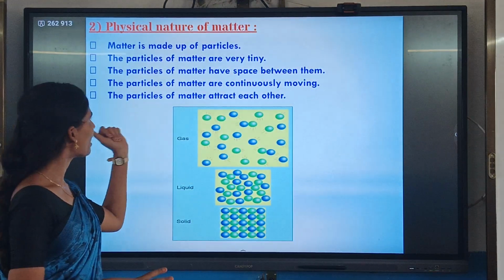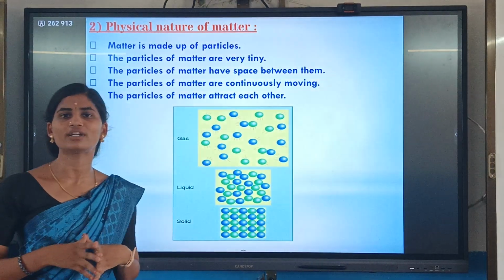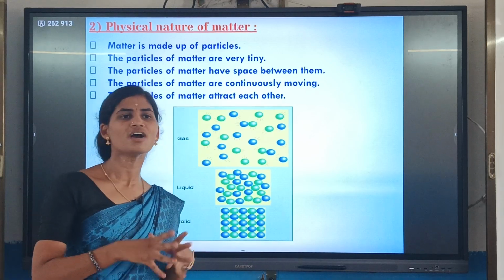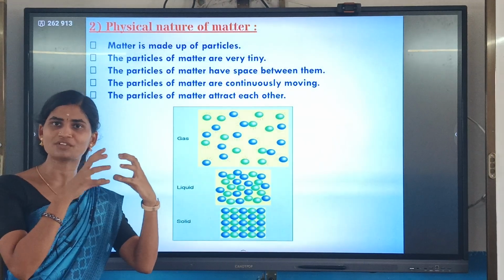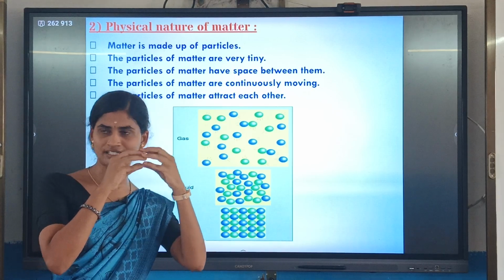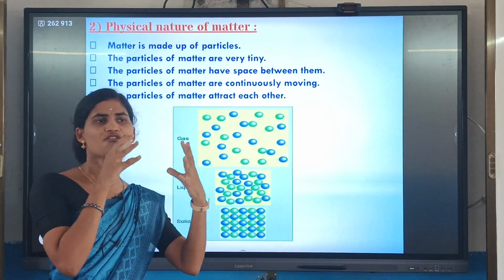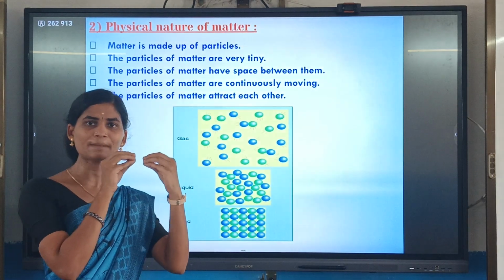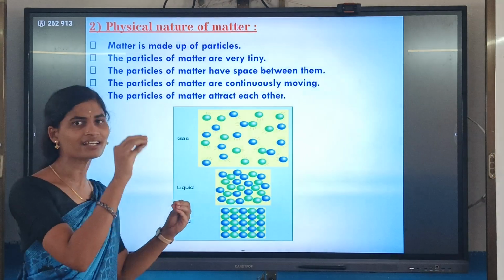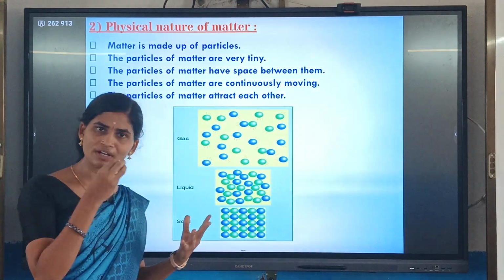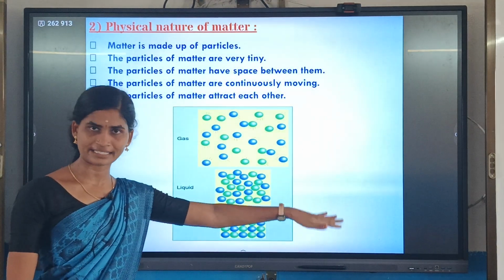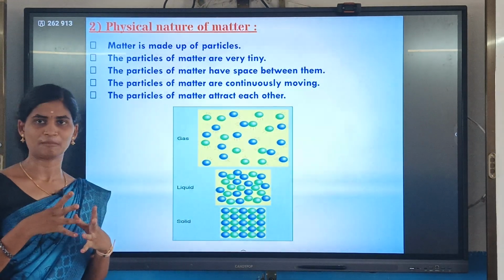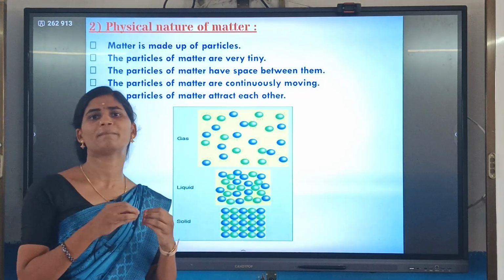The particles of matter attract each other. That is called the force of attraction, okay? For solids, the force of attraction is more. They are all tightly packed like this. For liquids, there is some space between the particles, and the force of attraction is lower. It is in decreasing order. And for the gaseous state, the force of attraction is very low.